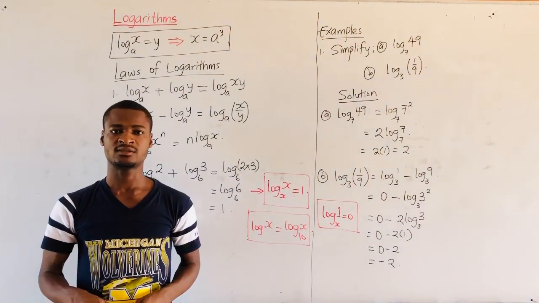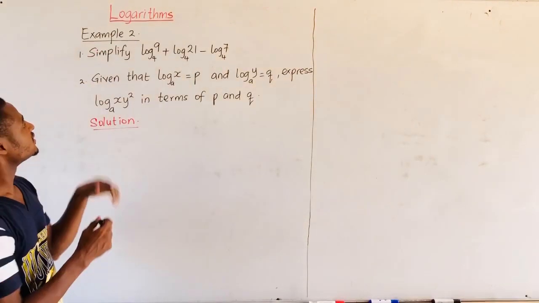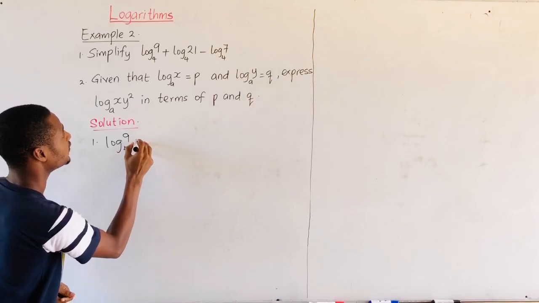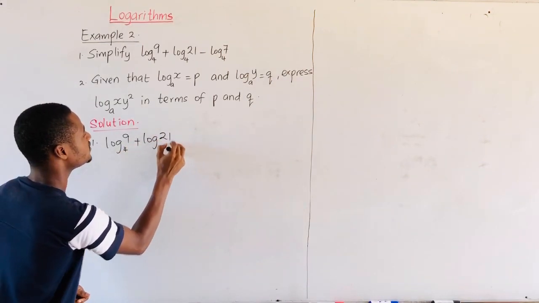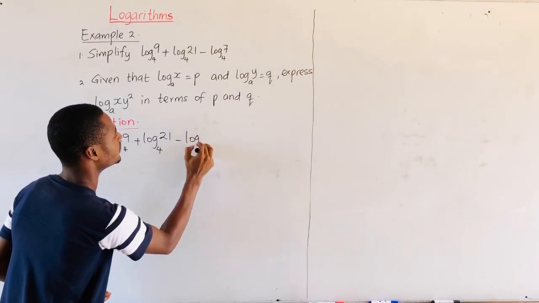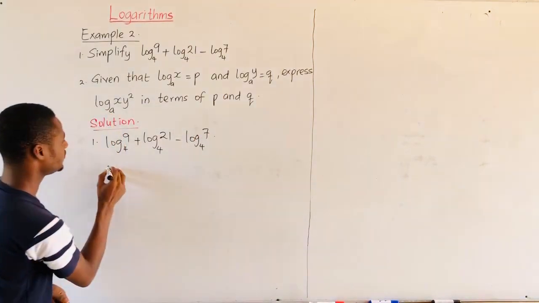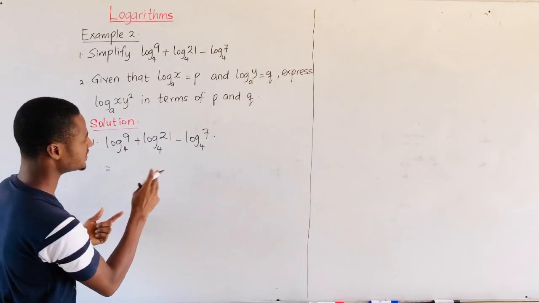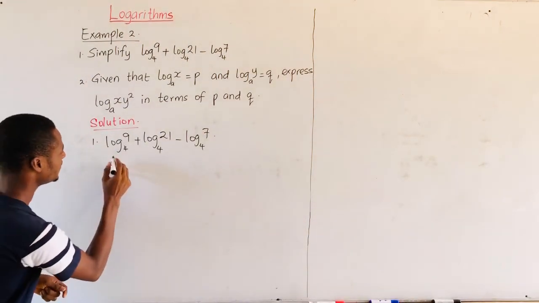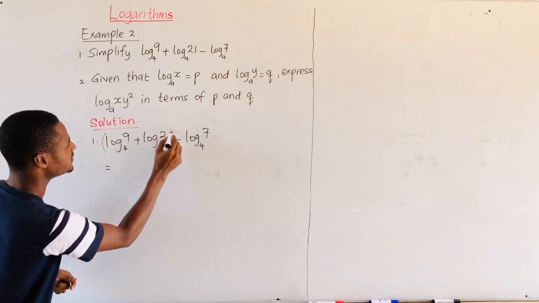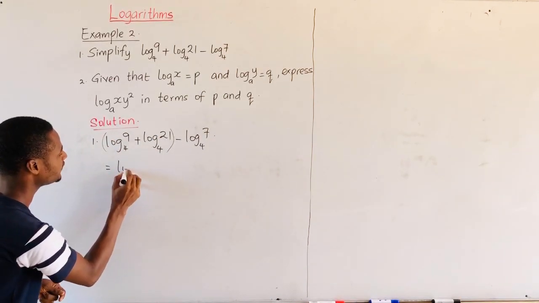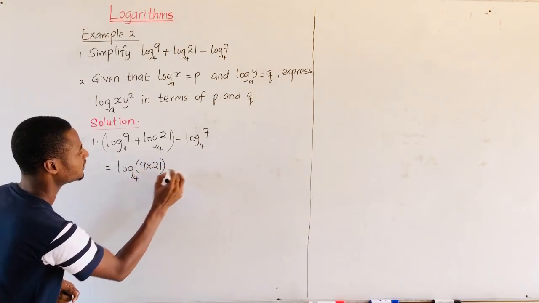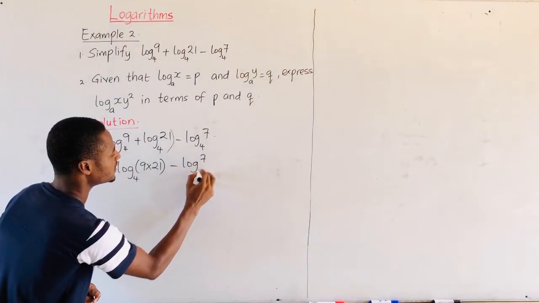Let's check them out. The first question: log 9 base 4 plus log 21 base 4 minus log 7 base 4. Note that the bases are the same, and so we can apply the first and second laws of logarithm. And that will give us, using the addition law, log to the base 4 of 9 times 21 minus log 7 to the base 4.